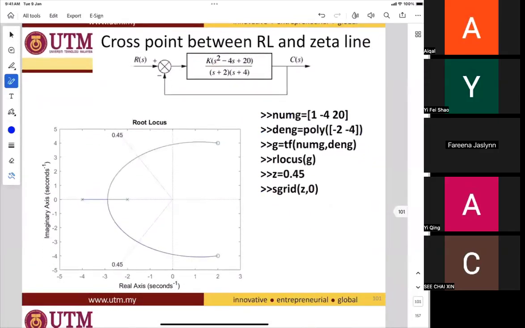So this is how to draw the zeta line, 0.45. Okay, 63.26 degrees.